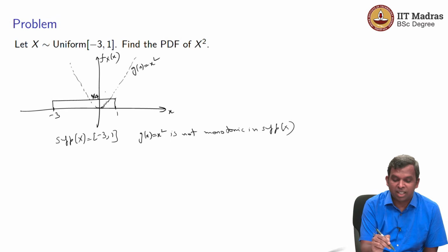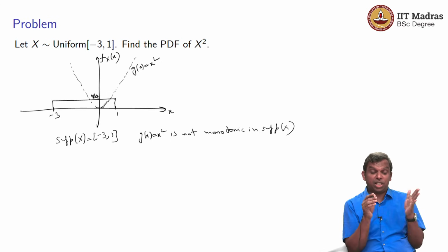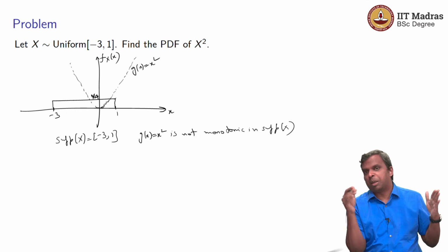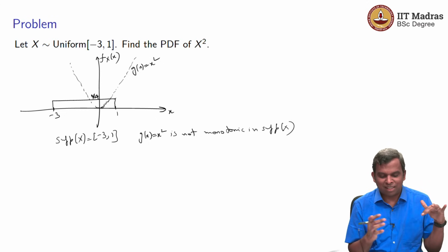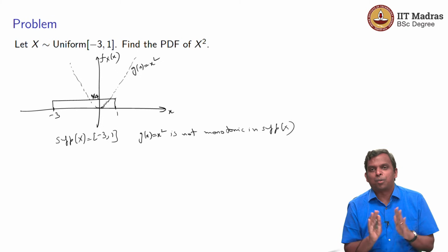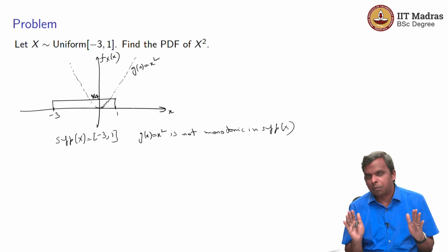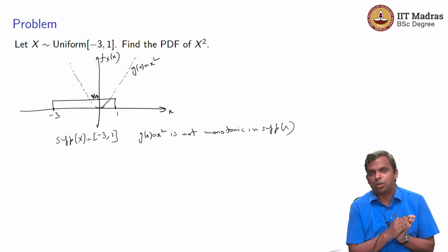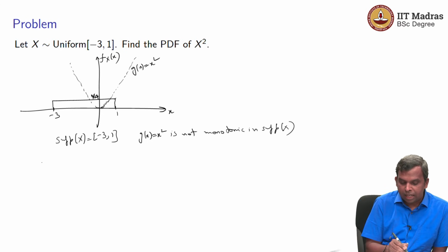Clearly, it's not monotonic in that range. In the previous case, in the exponential, it was only for x greater than 0, so it became monotonic. It was very nice. But here, it's minus 3 to 1. Once it's not monotonic, you can't use the formula. If you can't use the formula, you have to fall back to the traditional method of evaluating. So I'm going to take y in the range.